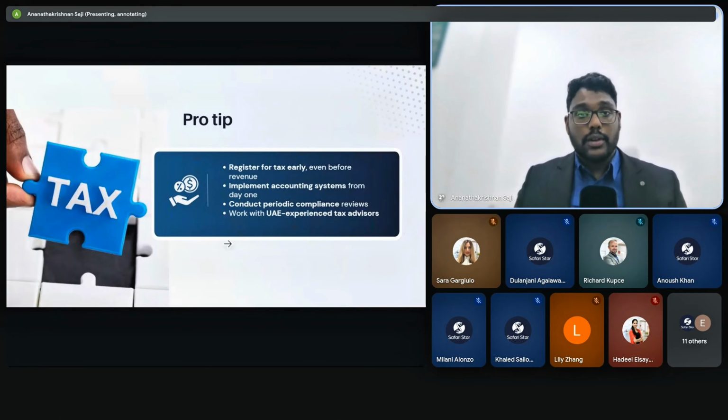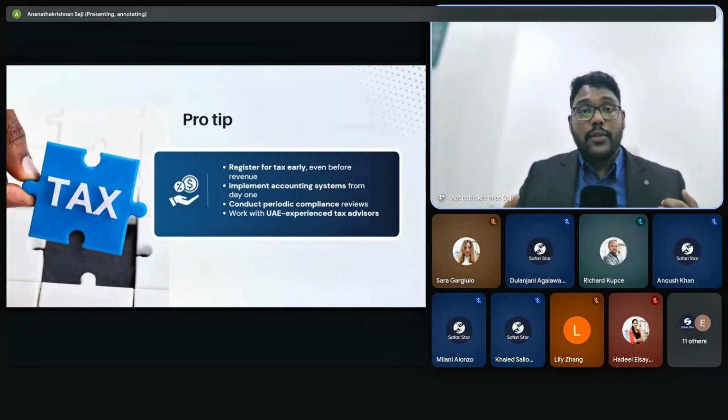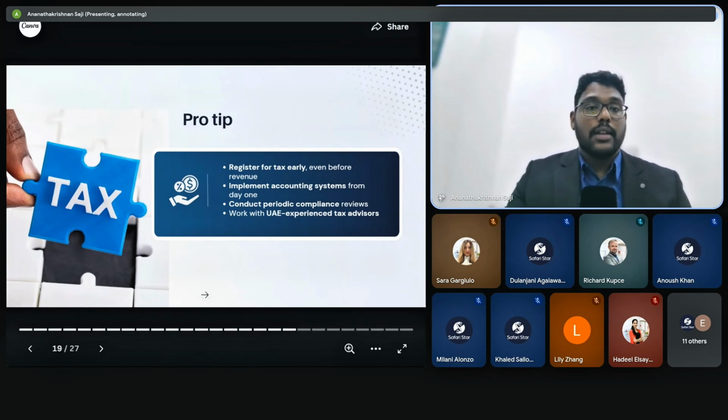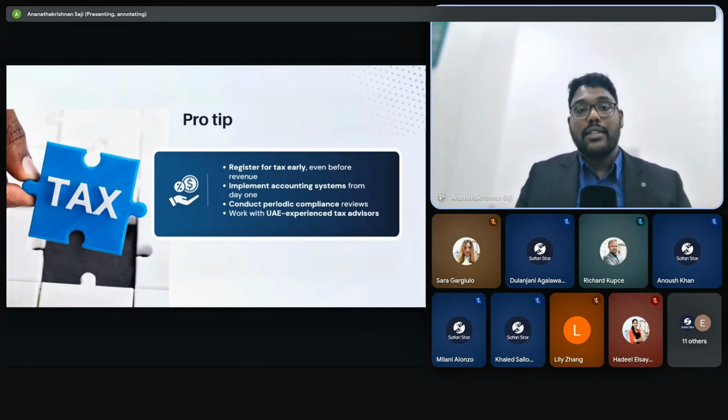So the pro tips for this one are register for corporate tax early, and also you have to understand when to register for value-added tax, and implement an accounting system from day one. So you have to understand, okay, maybe how do you record your sales and everything. So you need a proper system, or you need correct filing methods. So you have to know how to do these things way before you start your business. And conduct periodic compliance reviews. So even compliance reviews can be done within your company. So you keep a record of everything within your company.